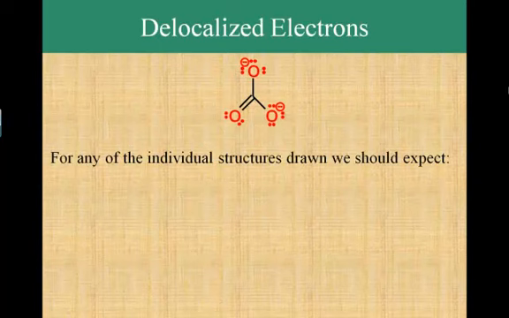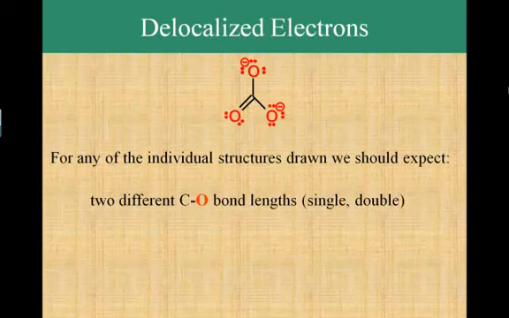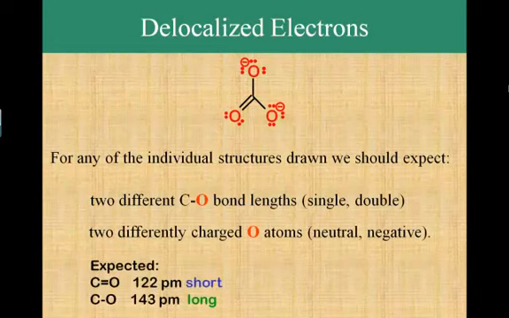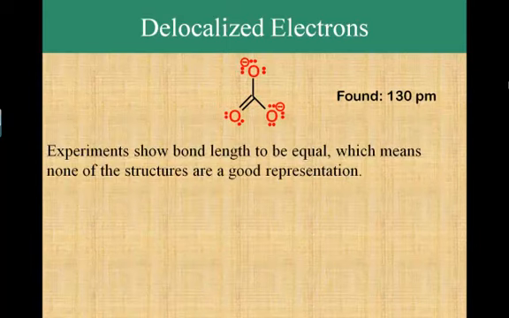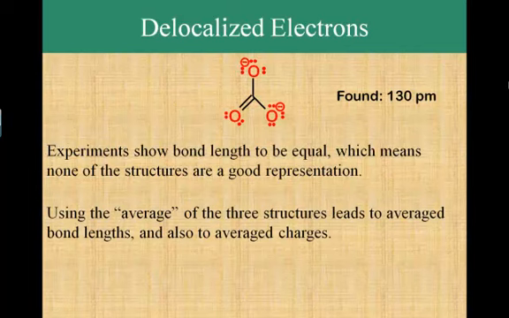If any of these individual structures accurately reflected the true structure of the carbonate anion, we would expect to have two different types of oxygen atoms in this anion and two different carbon-oxygen bond lengths. We would expect to have one short double bond and two longer single bonds, or sigma bonds. What we actually find is that all three carbon-oxygen bonds in the carbonate anion are equivalent, and all three of the oxygen atoms have equivalent negative charges.